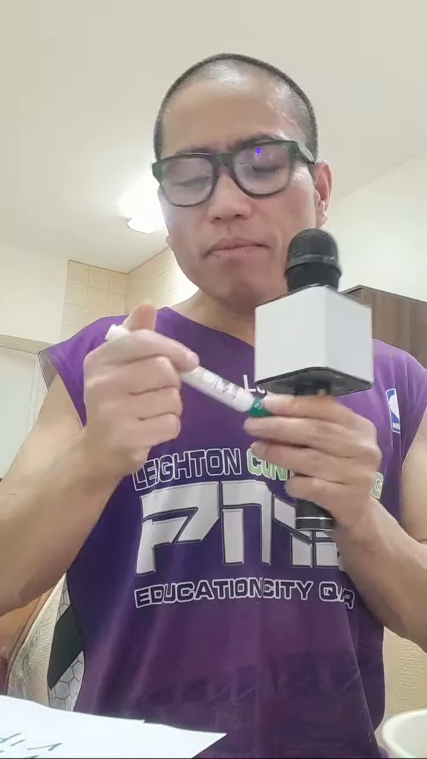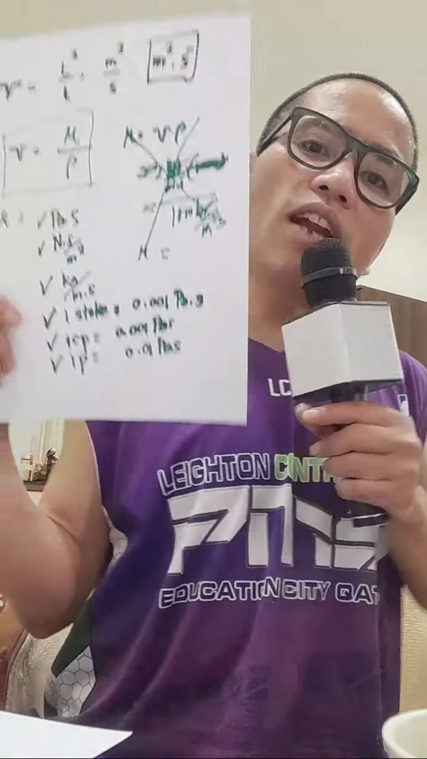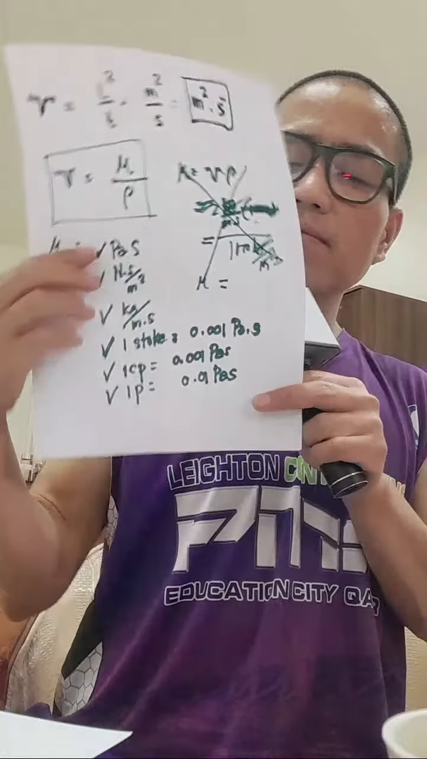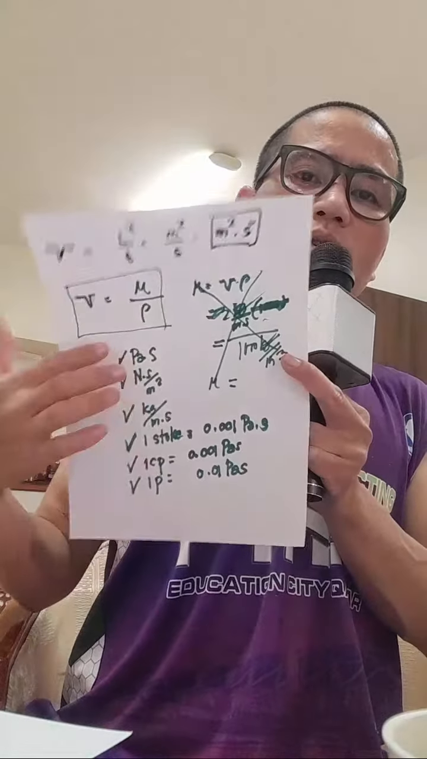So guys, I'll explain this so you won't get confused. These are all absolute viscosity. Okay, this is absolute viscosity, and then you will get the kinematic viscosity, because the kinematic viscosity is the one that will be multiplied to the rate of the momentum transfer.